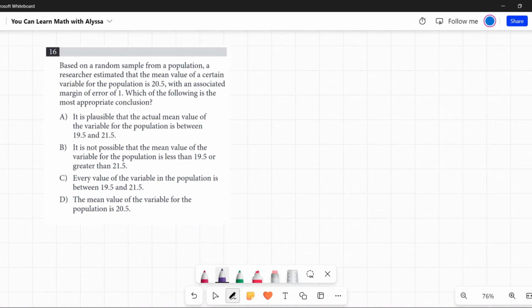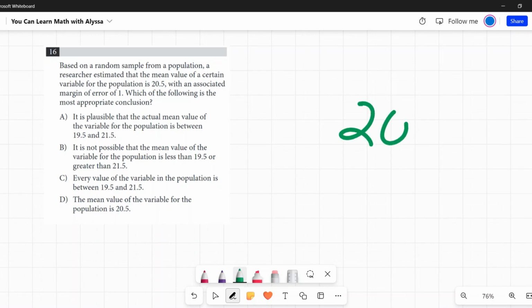Number 16, based on a random sample from a population, a researcher estimated that the mean value of a certain variable for the population is 20.5 with an associated margin of error of 1. Which of the following is the most appropriate conclusion? A lot of words there. They love the big word problems.